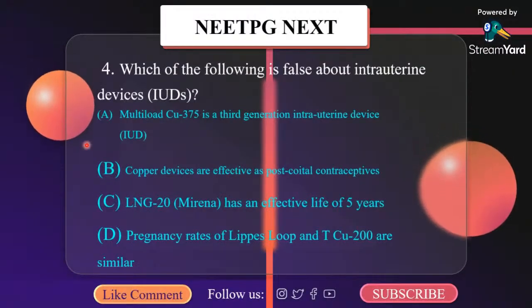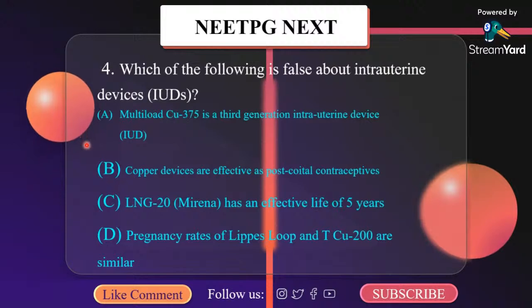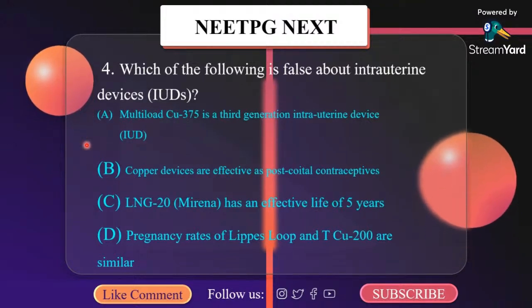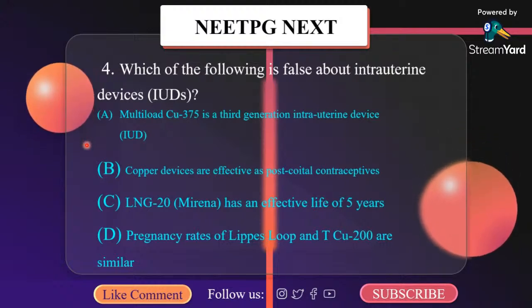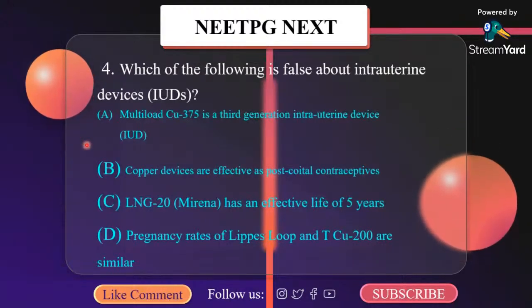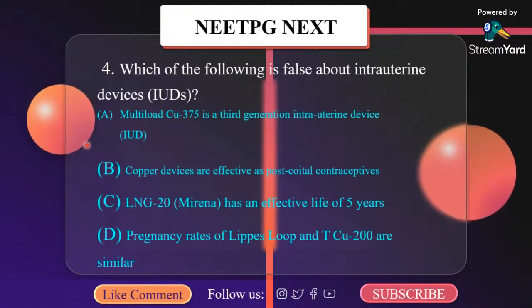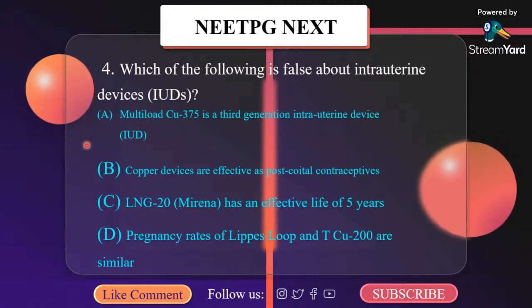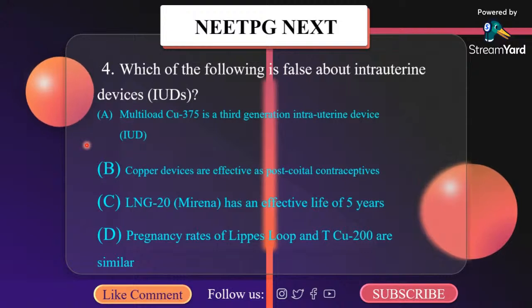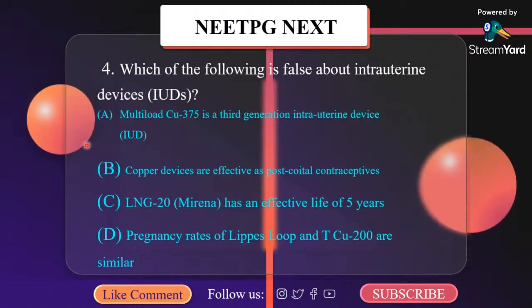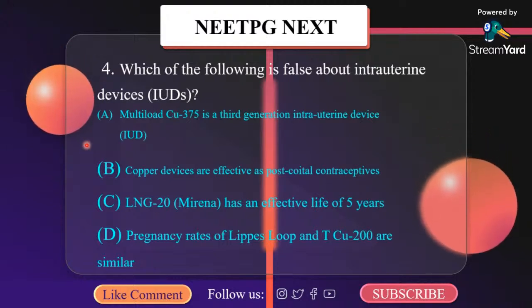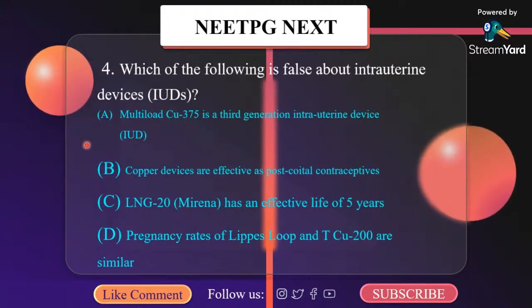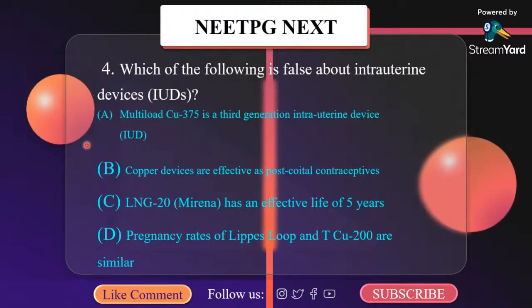Which of the following is false about intrauterine devices? A. Multiload CU375 is a third generation intrauterine device. B. Copper devices are effective as postcoital contraceptive. C. LNG-20 Mirena has an effective life of 5 years. D. Pregnancy rate of Lippes loop and CuT are similar. So this Multiload CU375 is a newer copper intrauterine device. The copper devices comprise the second generation IUDs. The non-medicated inert devices are the first generation IUDs, and hormone-releasing IUDs are the third generation IUDs. So the correct answer here is A.